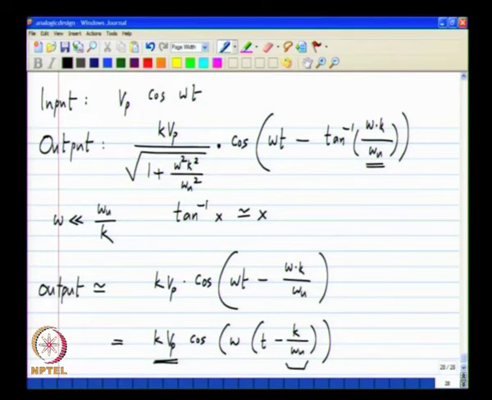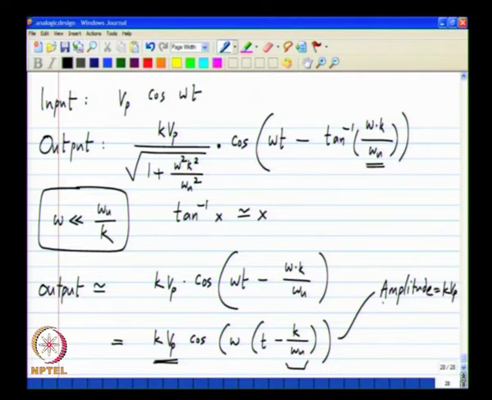So, from this we see that for low frequencies, where low frequencies are defined by frequencies much smaller than omega u by k, the magnitude is almost exact, the amplitude of the sinusoid is kVp, that is you still get a gain of k, and there is a delay of k by omega u. Okay.